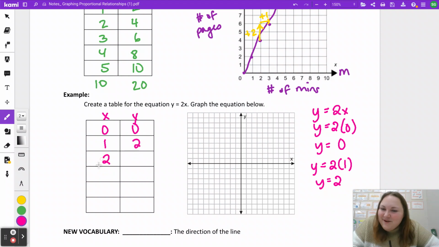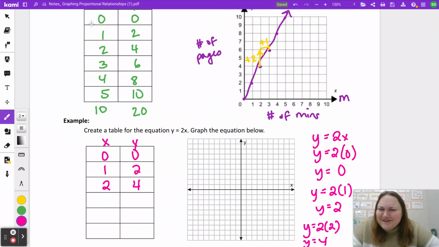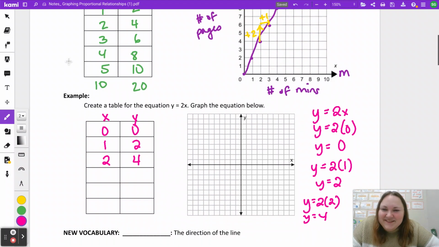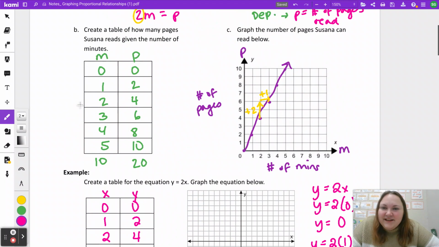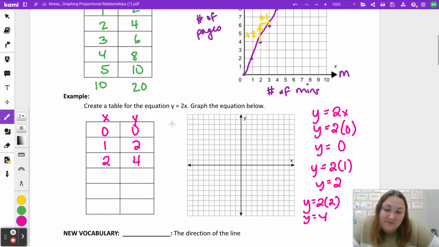And you could keep going with that. If x is 2, y would equal 2 times 2. So y equals the number 4. Notice it's the same points we have in the table above. The difference here is earlier, all of our numbers were positive because you can't have negative minutes and negative pages. But here, there's no story keeping me from using negatives.